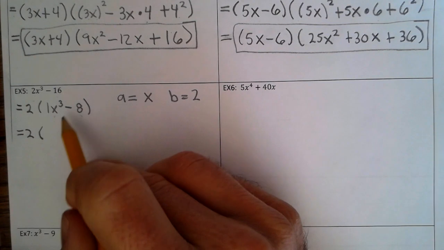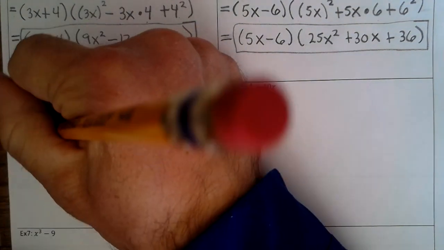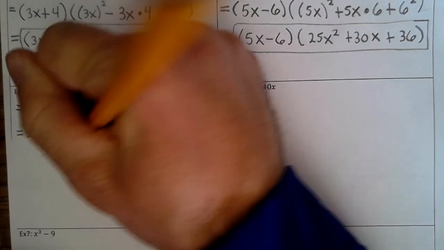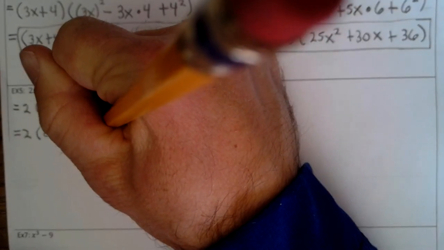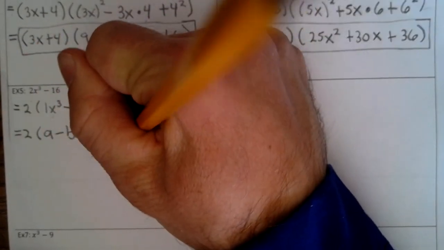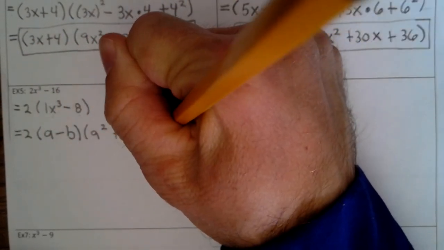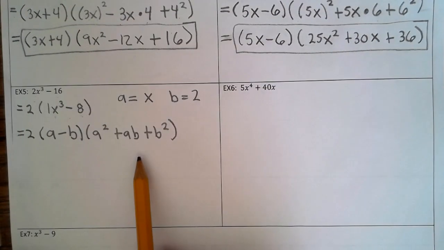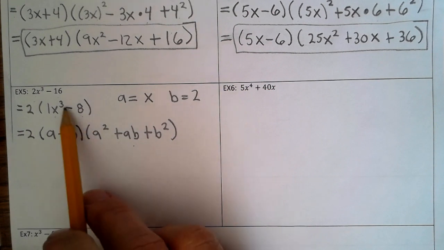And we know it's a difference of cubes, so we know the form is a minus b times a squared plus ab plus b squared. Don't stress about remembering that. I'm going to give you that on any quiz or test. You just have to recognize when to use it.